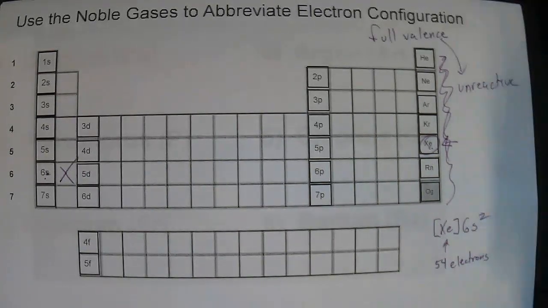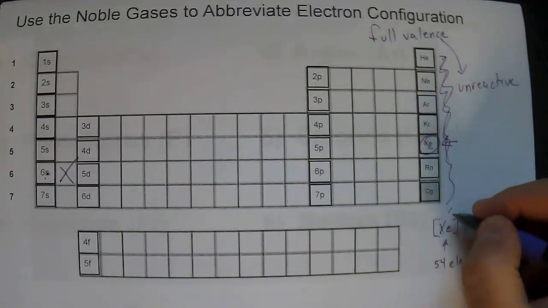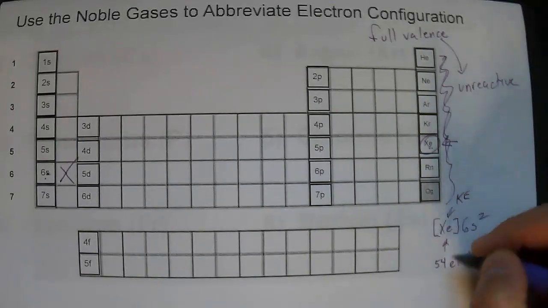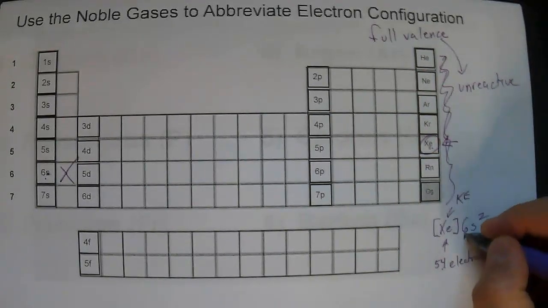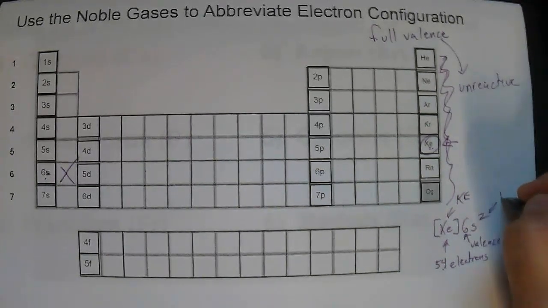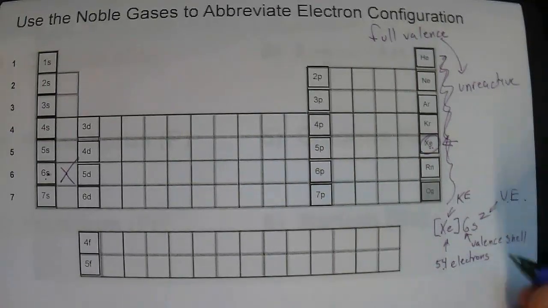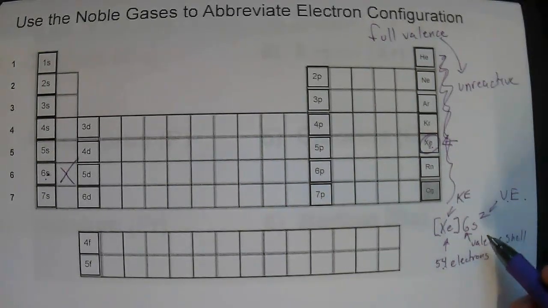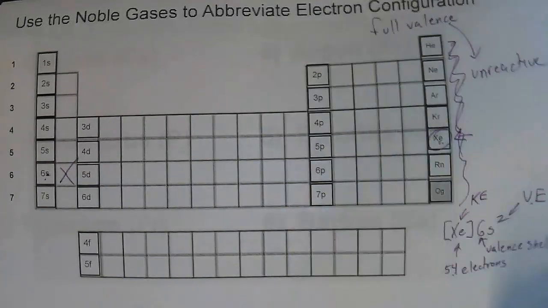Okay? And what this does is it highlights us being able to see how many, and this is my foreshadowing from the beginning that I accidentally put in. This gives us the kernel electrons, 54. This gives us the valence shell. And then this gives us the valence electrons. And it becomes easier to see when we use what we call the noble gas configuration. So we should practice this.